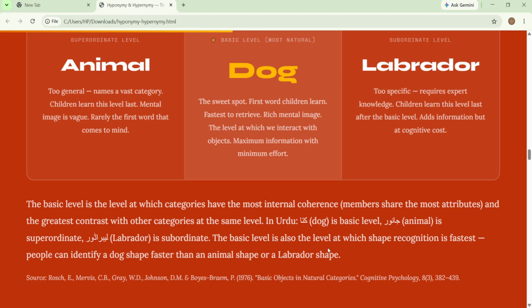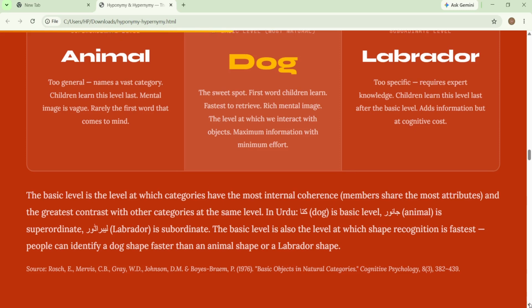The basic level is also the level at which shape recognition is fast, and people can identify a dog faster than an animal shape or a Labrador shape. So this is what I'm talking about. First you get to know about the dog, then you are taught that this is an animal which is different from humans, and if you're looking at a specific type, Labrador, then you can say that this is a Labrador and this one is not. So first you learn about dog, then animal, and then breeds.